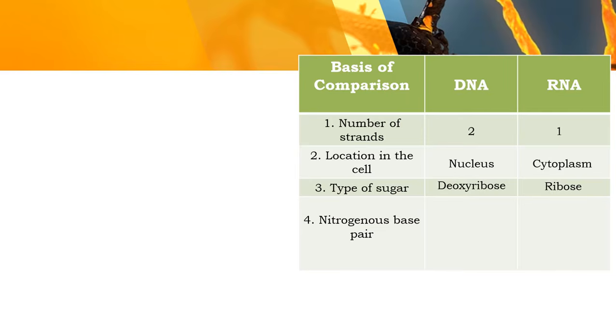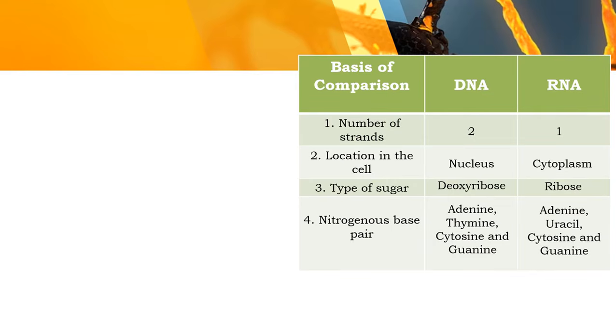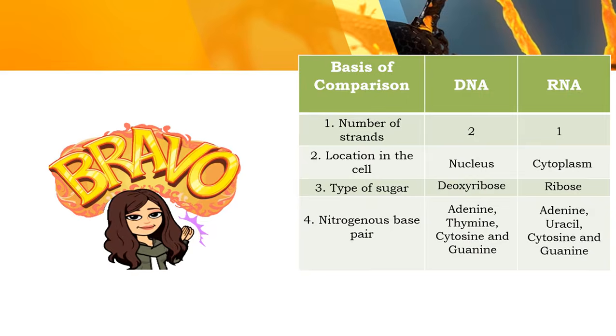And finally, we have nitrogenous base pair. Adenine pairs with thymine, cytosine pairs with guanine. That is for the DNA. For RNA, we have adenine pairs with uracil and cytosine pairs with guanine. Very good, learners.